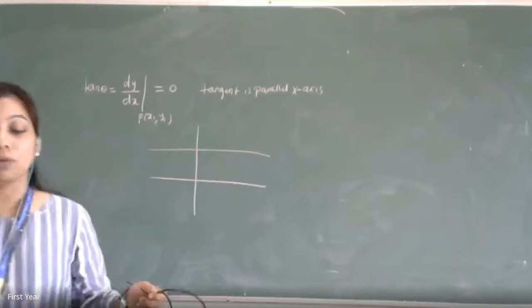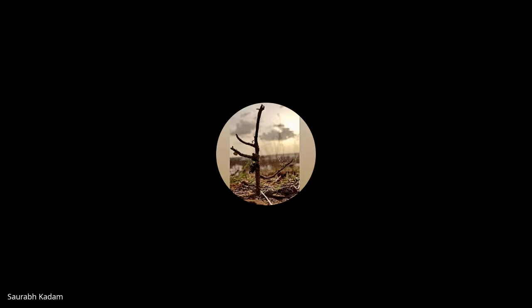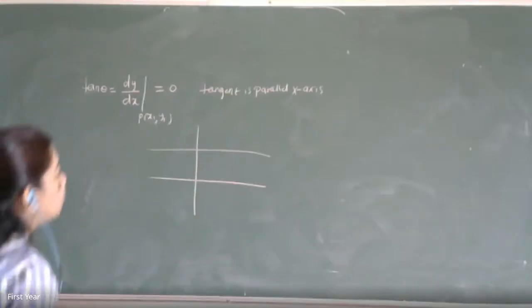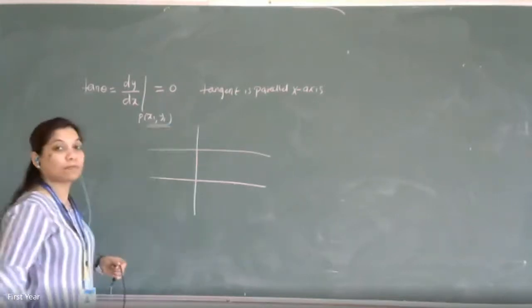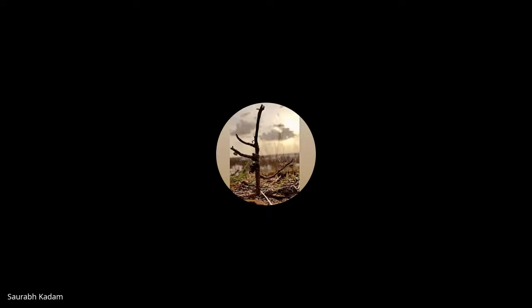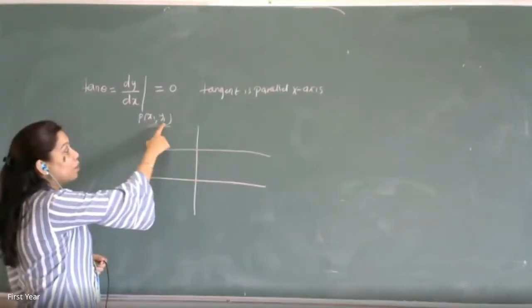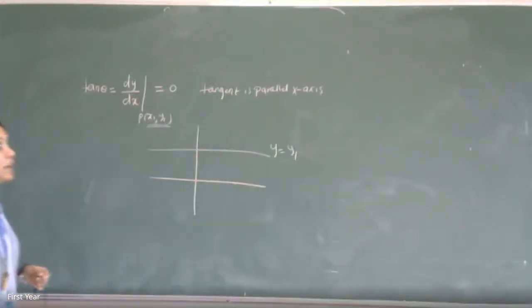Can you tell me what is that tangent line? You know the point. Obviously it will be y is equal to a, but which a? At which point is it becoming 0? Your point is x1, y1. So what's the y coordinate of that point? Y1. So y equal to y1 is the line which is tangent and that is parallel to the x-axis.